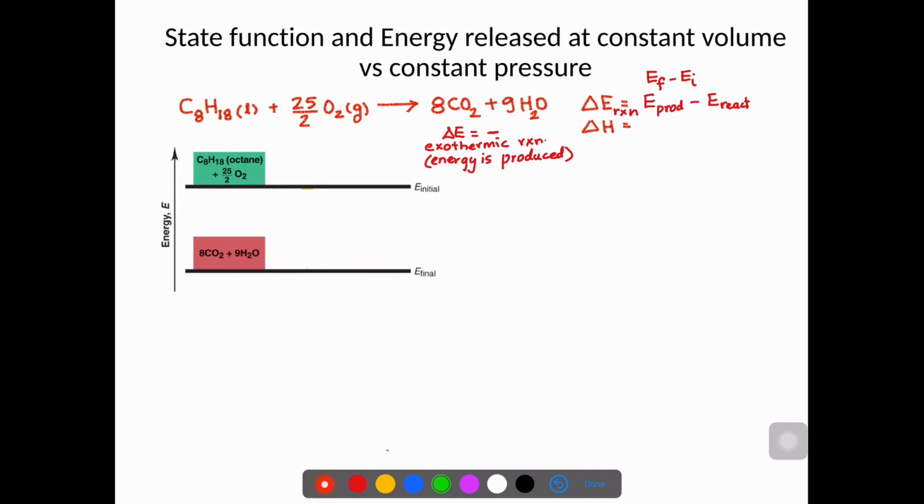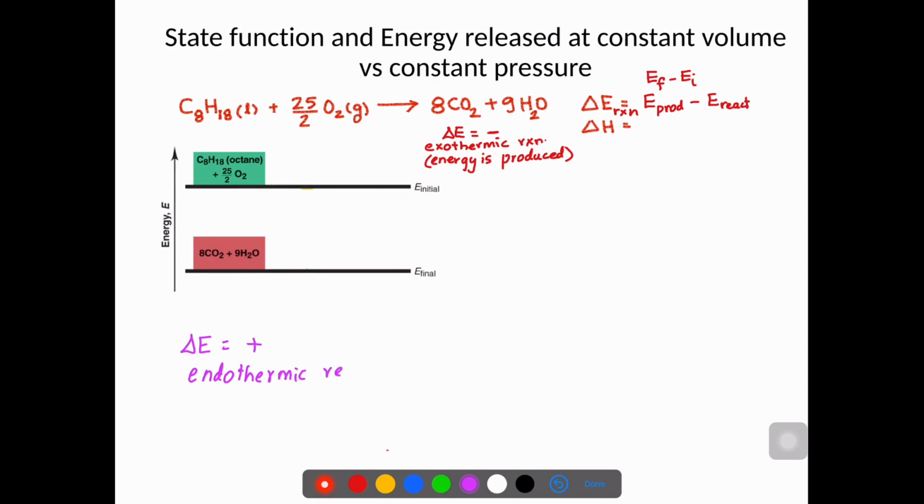Suppose you have a reaction. Suppose I'm going to write it here. Suppose the delta E is positive. That means your products are going to be at a higher energy. So reactants have low energy, products have high energy, and reactants have to absorb energy to make high energy products. Okay, so delta E is positive means endothermic reaction.